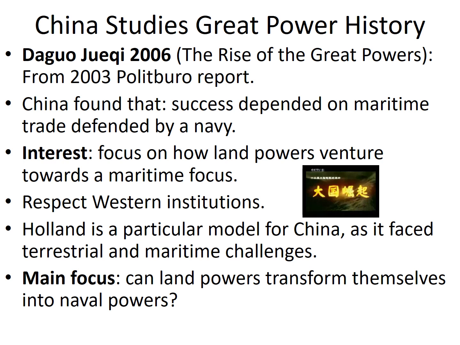So in 2006, the Daguo Juechi, the rise of the great powers, was a series of studies that turned into a series of programs that emerged out of a 2003 Politburo report, 20 years ago now, where China wanted to ask the major question, what did the other great powers do to become powerful, and what caused them to fall into decline? And so there's a focus on Portugal, Spain, Holland, the UK, the US, France, Germany, Japan, and Russia. China found that success depended on maritime trade defended by a navy. So China's interest was to focus on how land powers venture towards maritime focuses.